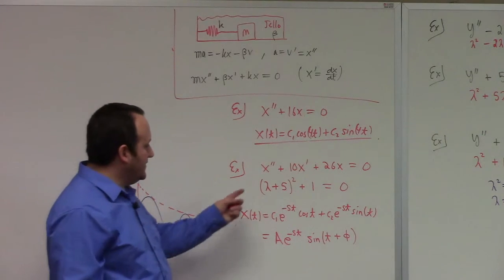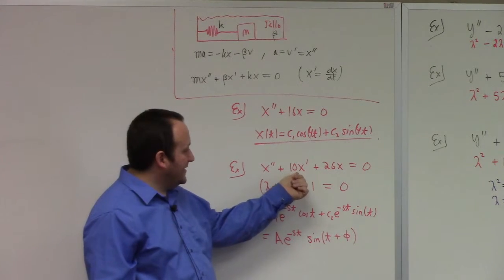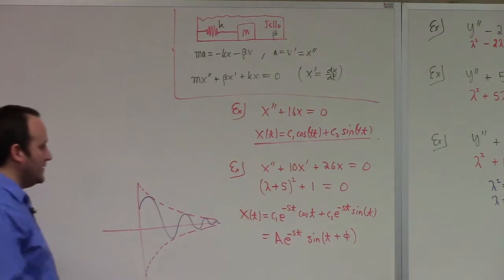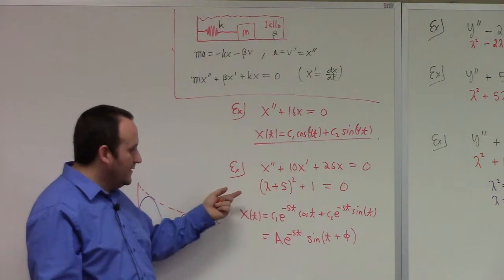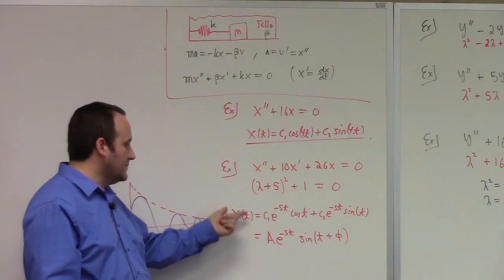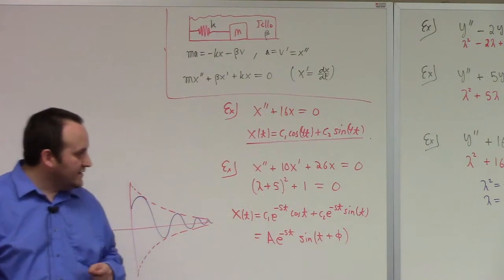And then something like this would be, here I have a mass of 1, a damping coefficient of 10, and a spring constant of 26. So you can write down the characteristic equation and complete the square. Completing the square, you get lambda plus 5 squared, that adds 25. I have a 26 there, so I have 1 left over. So that's the characteristic equation with the square completed. And so then I write down the solution. x of t is c1 e to the minus 5t cosine t plus c2 e to the minus 5t sine t.